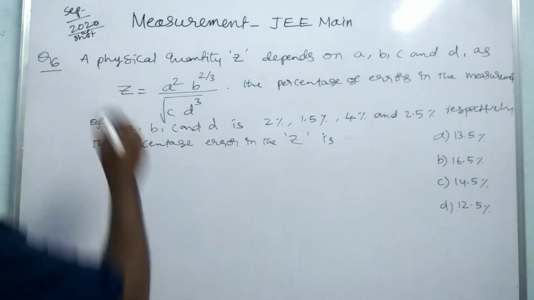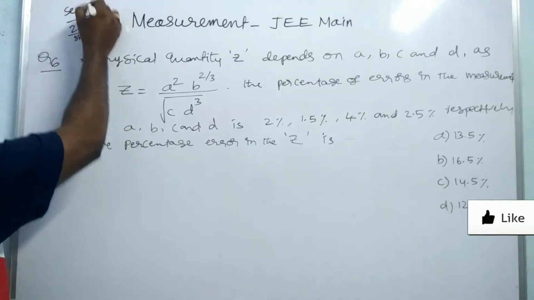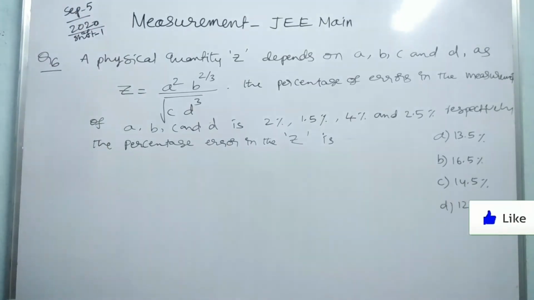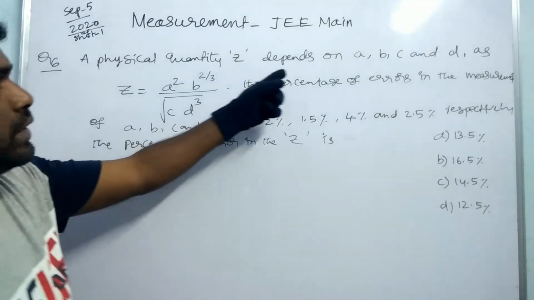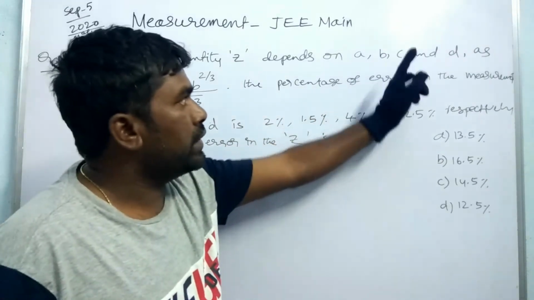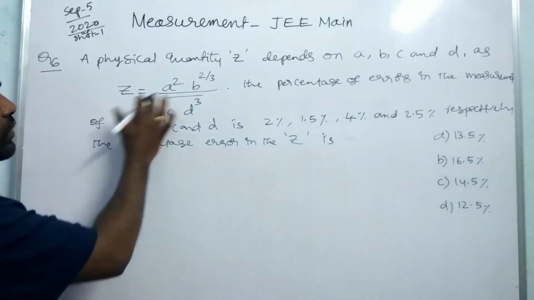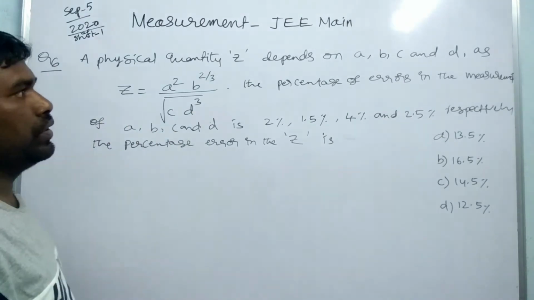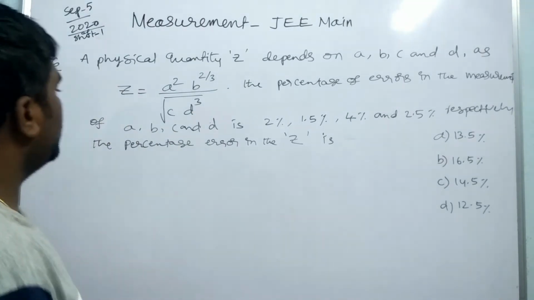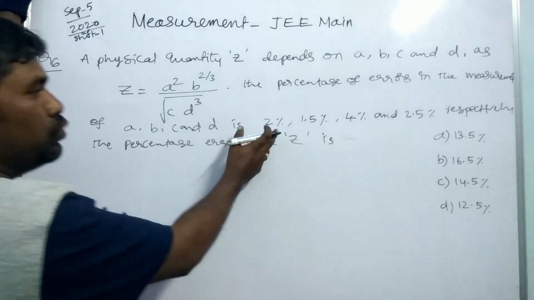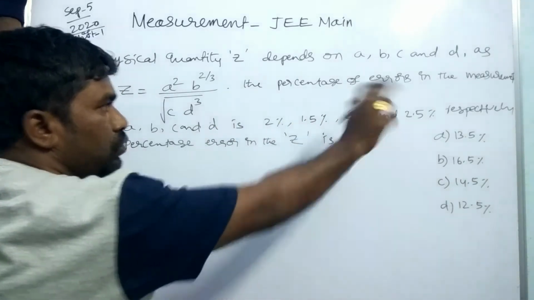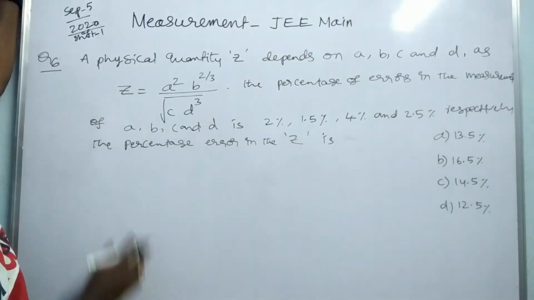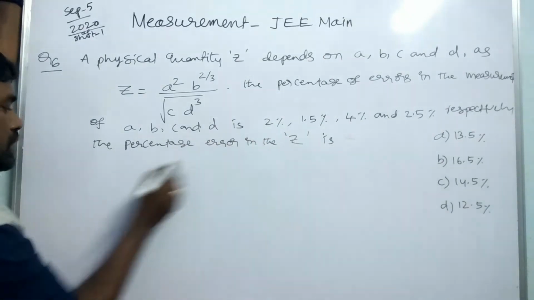Right, this is the question which was asked in September 5, shift 1. A physical quantity Z depends on A, B, C and D as Z is equal to A square B power 2 by 3 under root of C D cube. The percentage of errors in the measurement of A, B, C and D is 2%, 1.5%, 4%, 2.5% respectively. The percentage error in Z is.